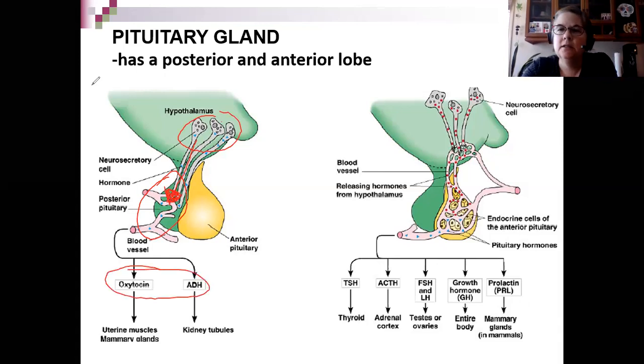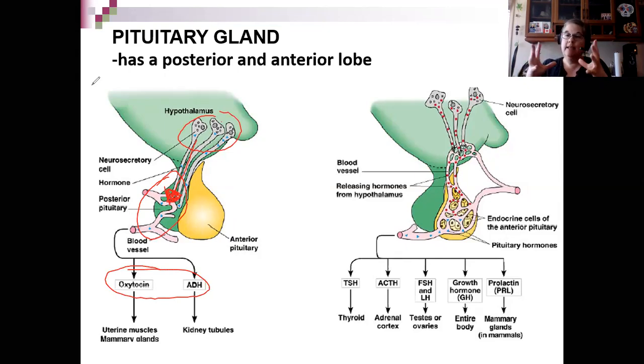So the first one is called oxytocin. Oxytocin has two jobs we need to know for Bio30. The first job is that it causes our uterine muscles to contract. So when a woman is in labor, so childbirth, those uterine muscles contract, and that helps to force the child out of the uterus through the birth canal and outside the body. Okay, so oxytocin affects the uterine muscles, the muscles of the uterus.